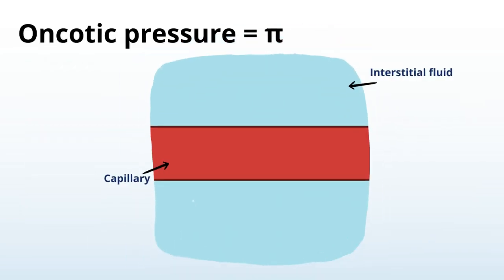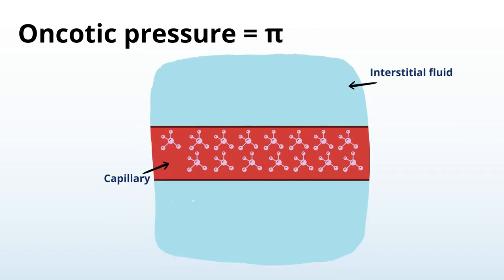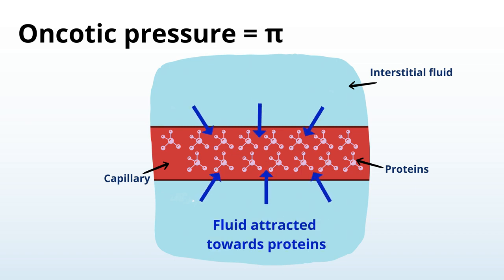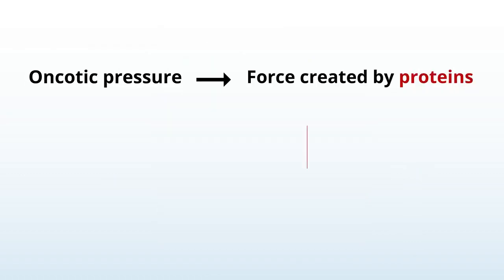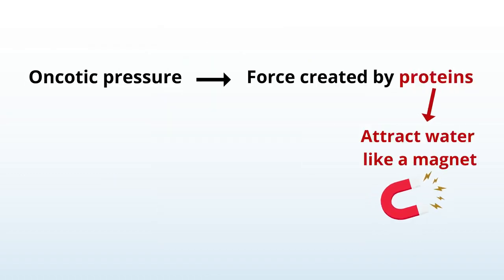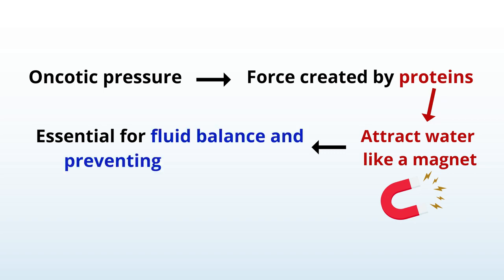The second force is the oncotic pressure, or pi, which is a type of osmotic force created by the presence of proteins in the blood and tissues. Proteins are large molecules that are too big to pass through the walls of blood vessels, so they remain in the blood and create a gradient that attracts fluid towards them. So, always remember that oncotic pressure is a force created by proteins in our blood that attracts water towards them like a magnet. This helps to keep the water where it belongs in our body and is essential for fluid balance and preventing dehydration.